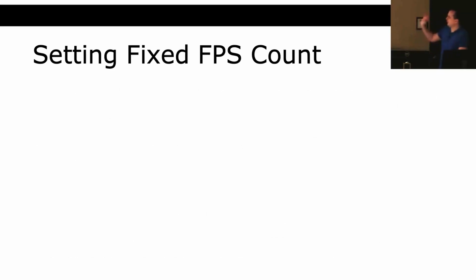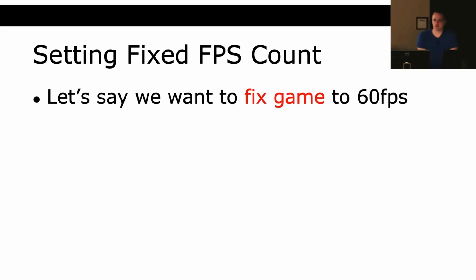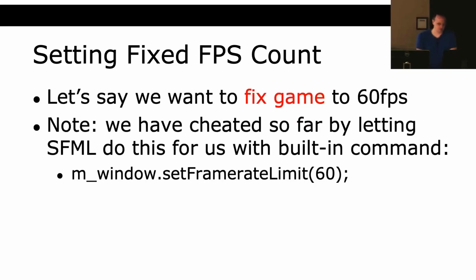But let's say we're running on modern hardware, no networking concerns. We've got a monitor that can do at least 60 frames per second. That's a reasonable assumption in today's gaming world. So let's just say we want to fix the game at 60 frames per second, and we don't have a function in SFML to tell us how to do that.